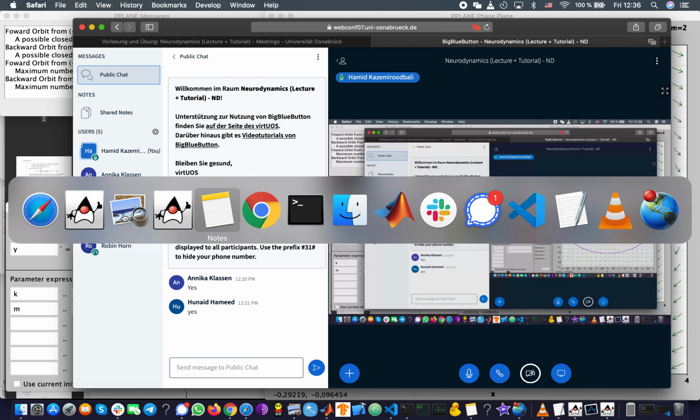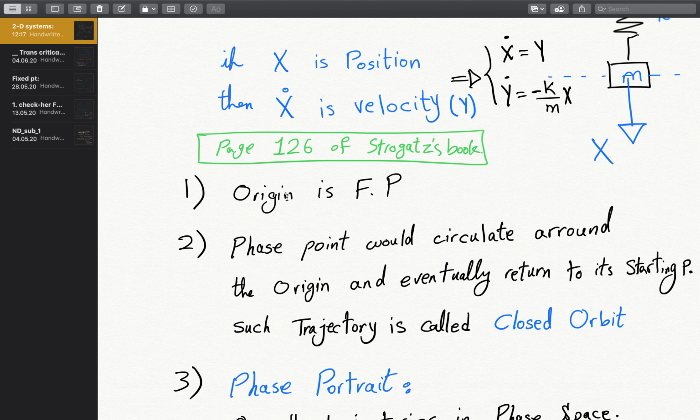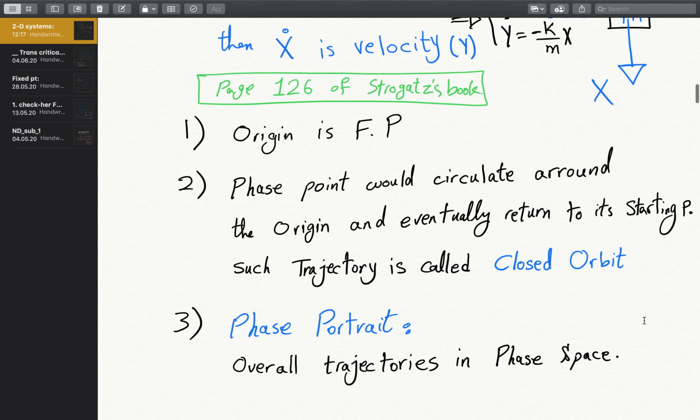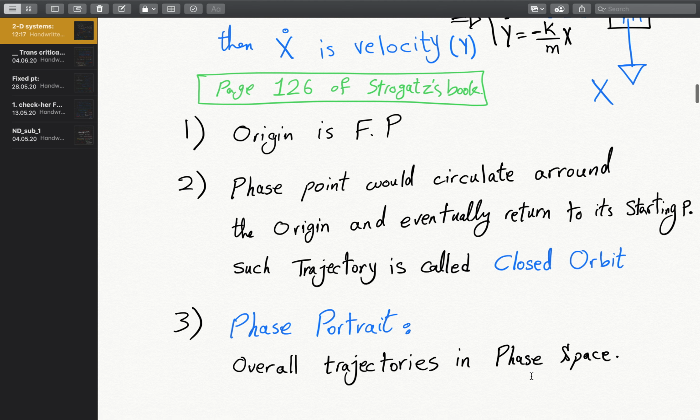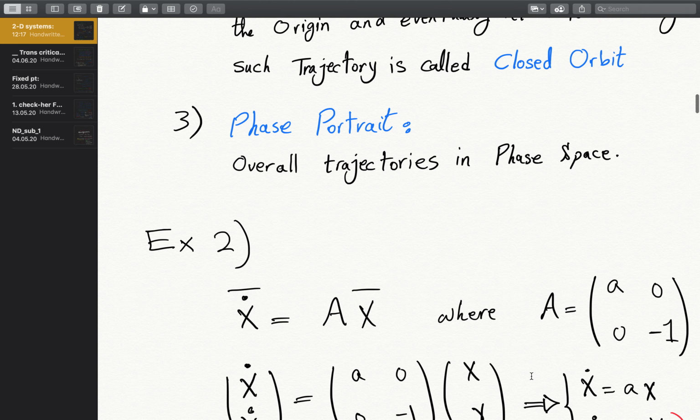So the origin, as you saw, is the fixed point, and the phase point would circulate around the origin and eventually return to its starting point. This is why we call it a closed orbit. And the phase portrait is all the trajectories in our phase space. These are just naming, just getting familiar with the terminologies. That's all.